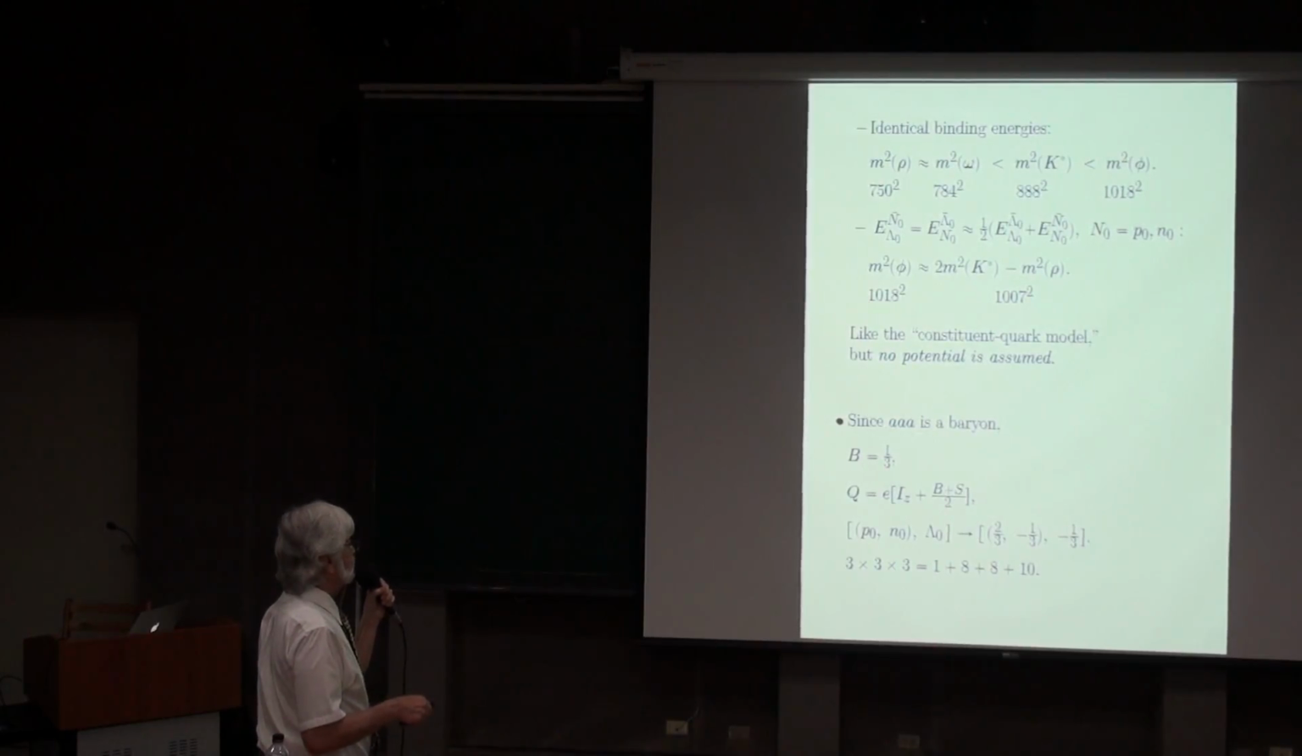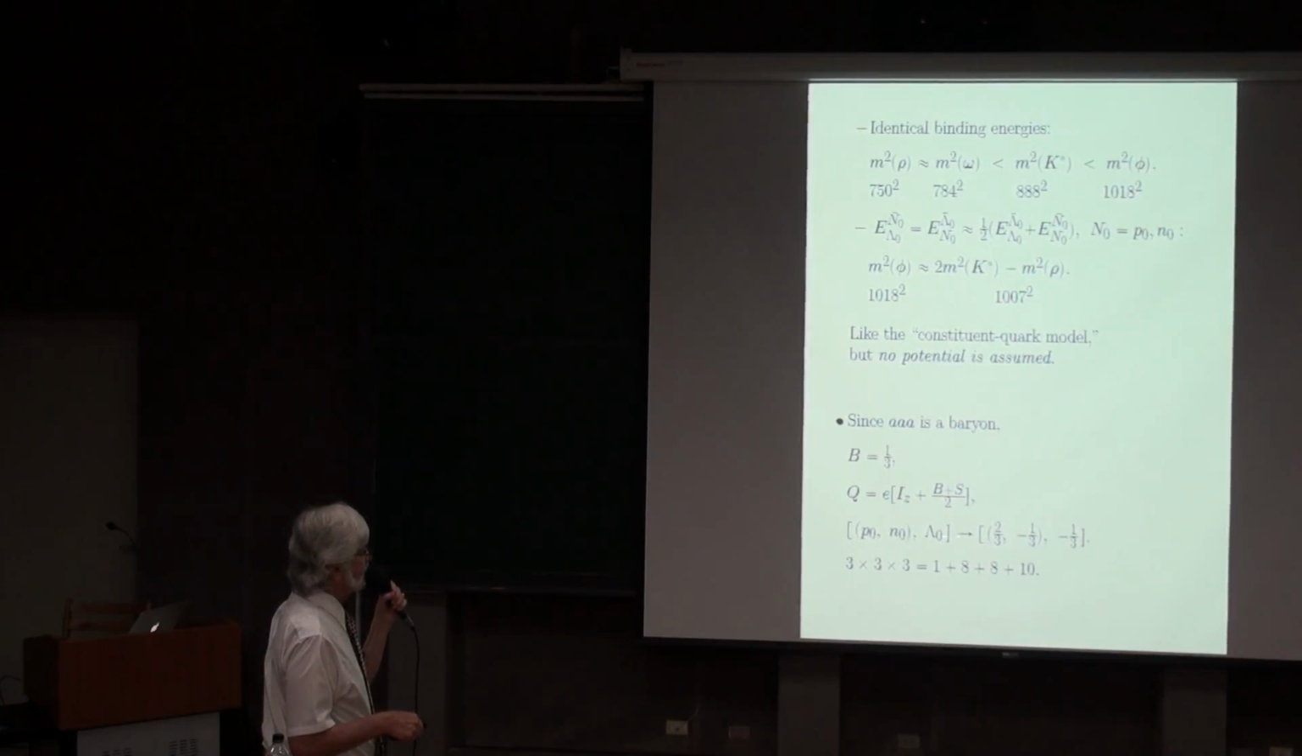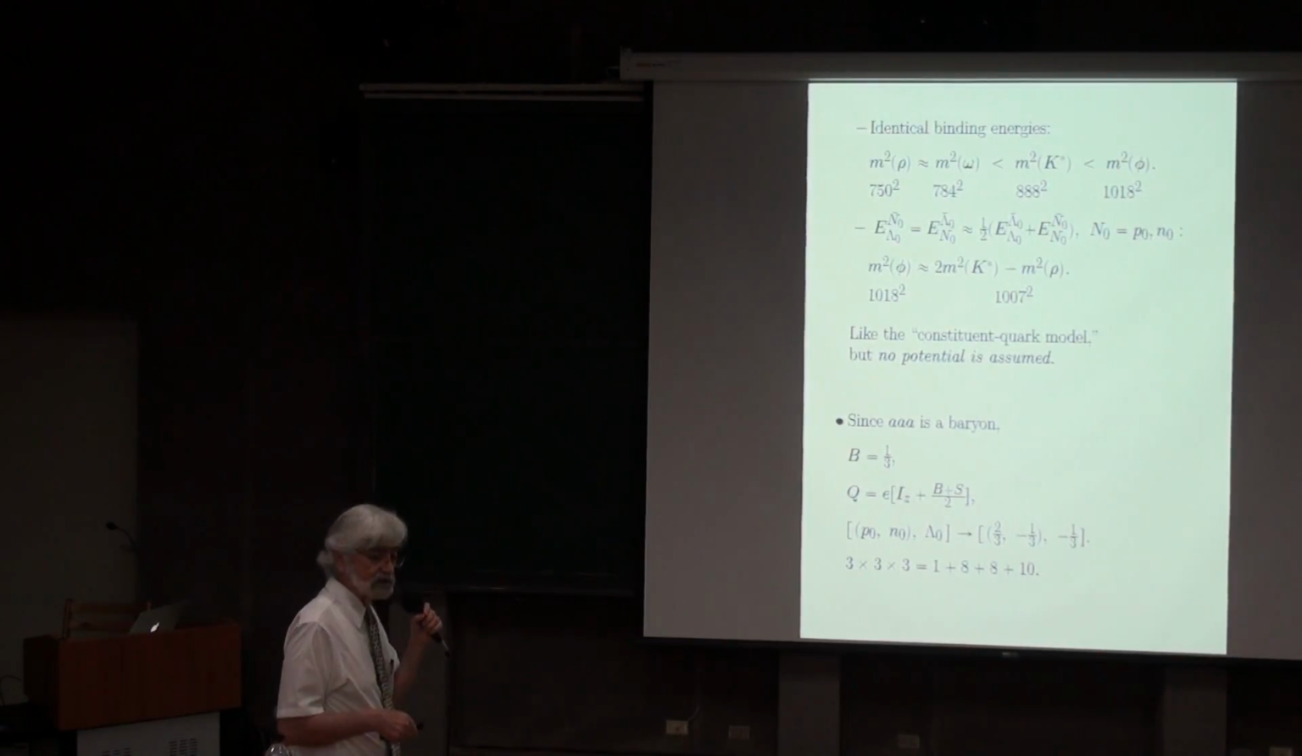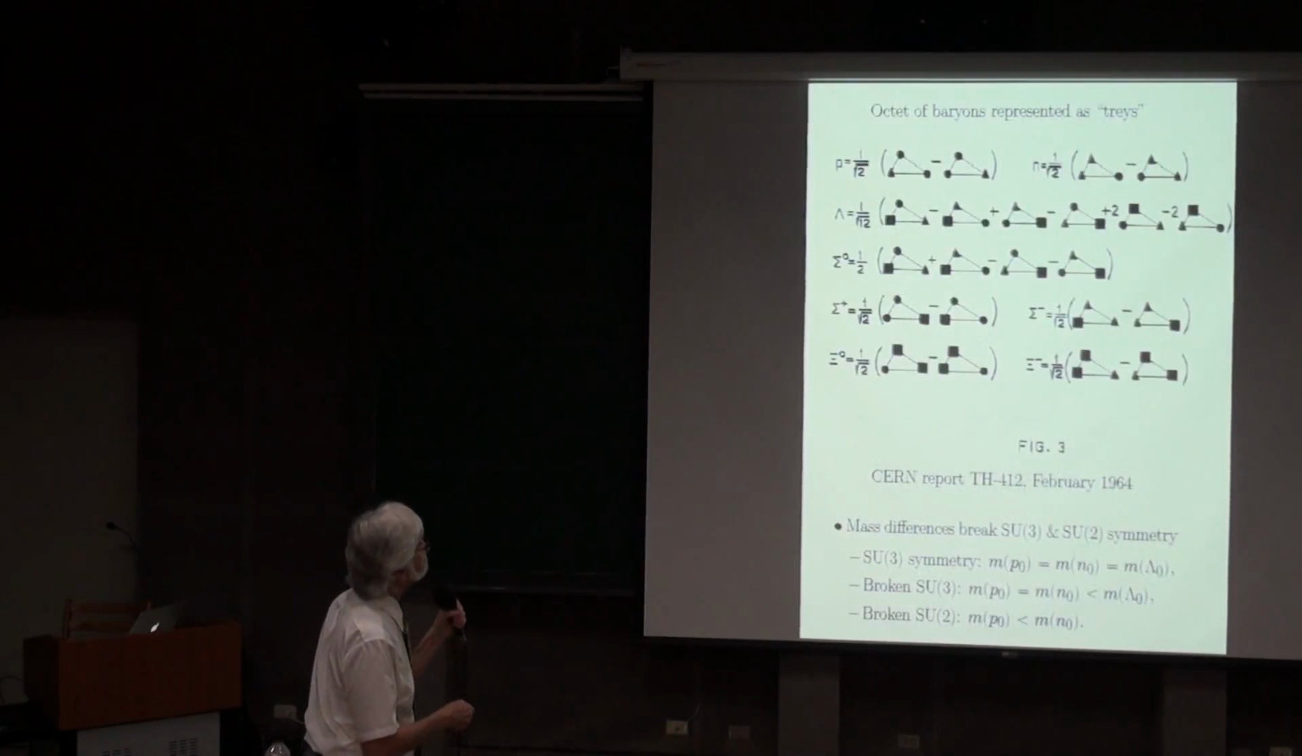Now, since 3 aces made a baryon, an ace had a baryon number of 1/3, and then with this famous formula, these objects turn out to have fractional charges that you're familiar with. And if you combine 3 of them and you ask what their irreducible representations are, you get 1, 8, 8, and 10. And 8 and 10 and singlet representations we're seeing for the baryons.